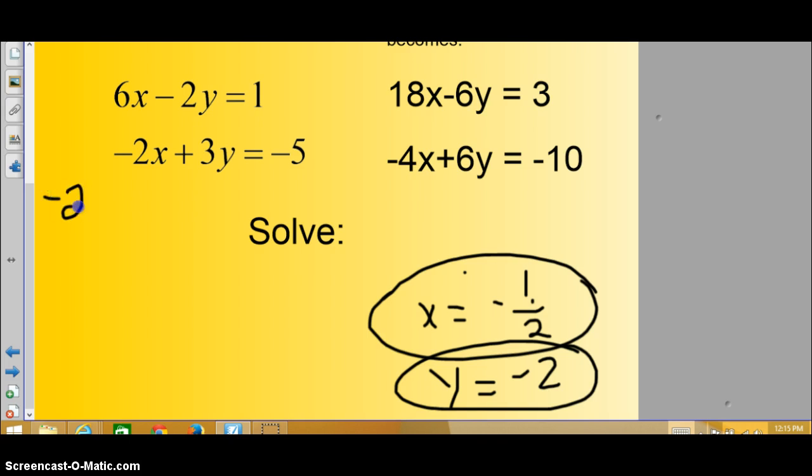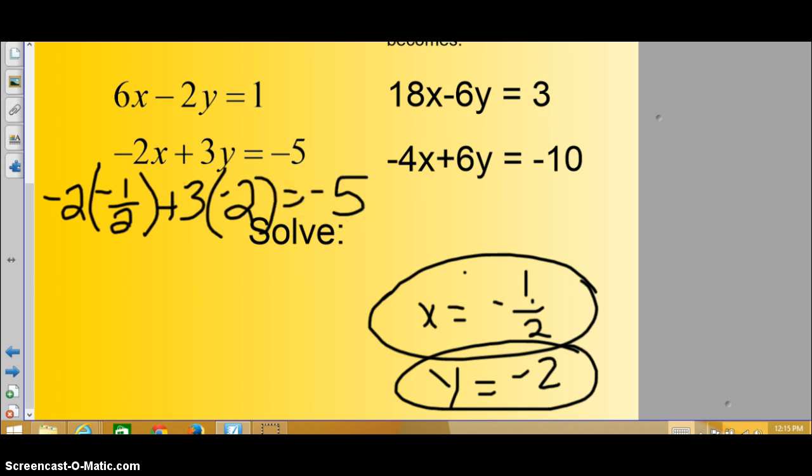So I'm going to put in negative 2 times my x, which was negative 1/2, plus 3 times y, and we said y was negative 2, is equal to negative 5. Negative 2 times negative 1/2 is equal to 1, plus 3 times a negative 2, which is equal to a negative 6. So looking at this, we end up with 1 plus negative 6 is equal to negative 5.